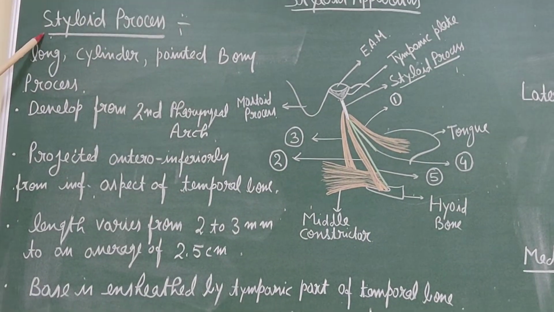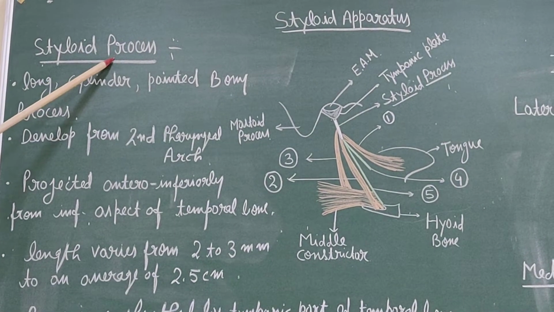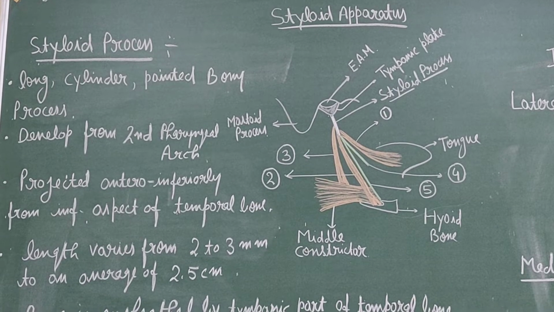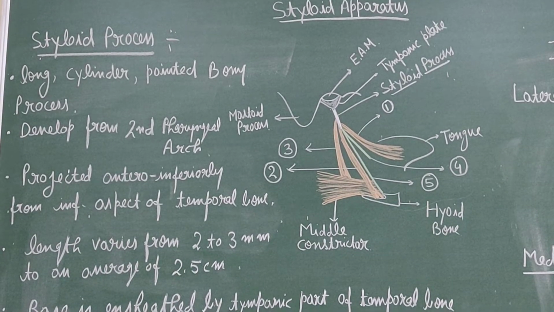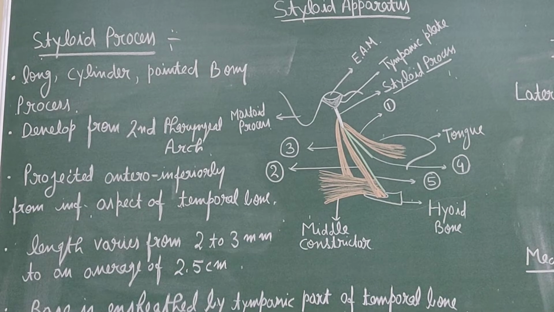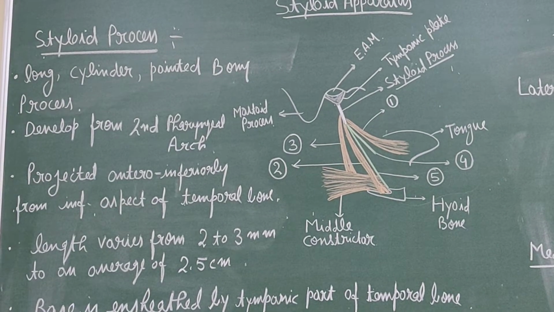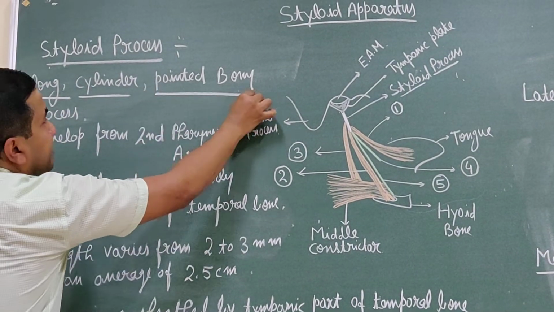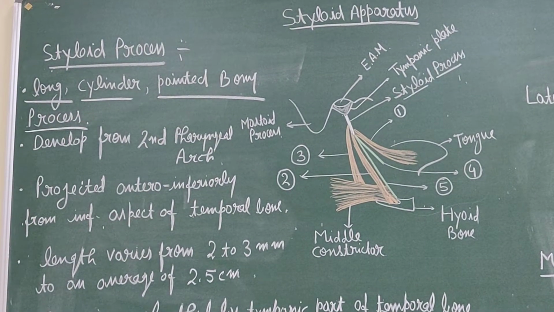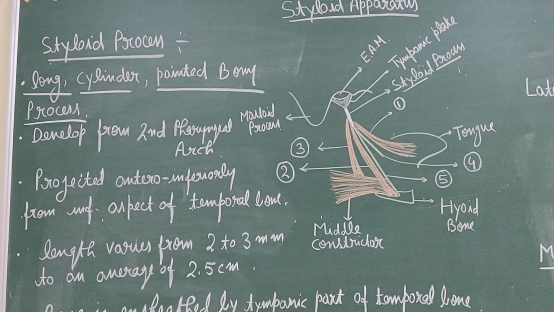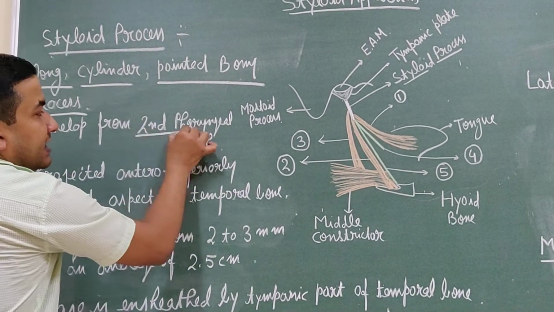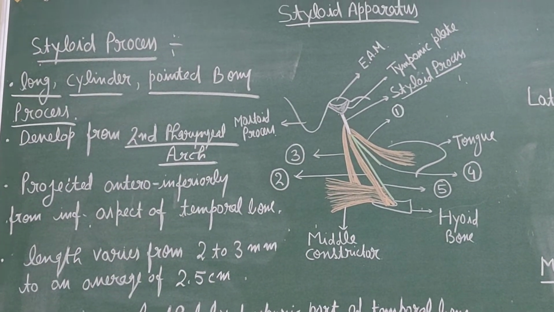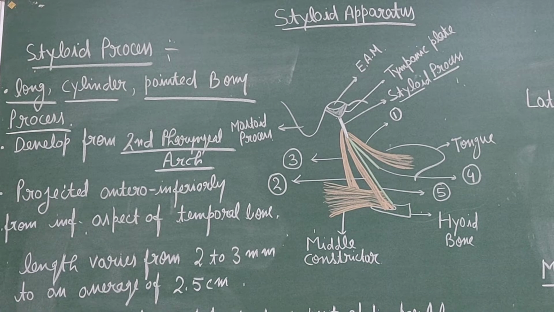Now about the styloid process. In the osteology class, everyone has seen the styloid process and the mastoid process. This styloid process is a long, cylindrical, pointed, bony process. It develops from the second pharyngeal arch. The second pharyngeal arch cartilage forms this styloid process.